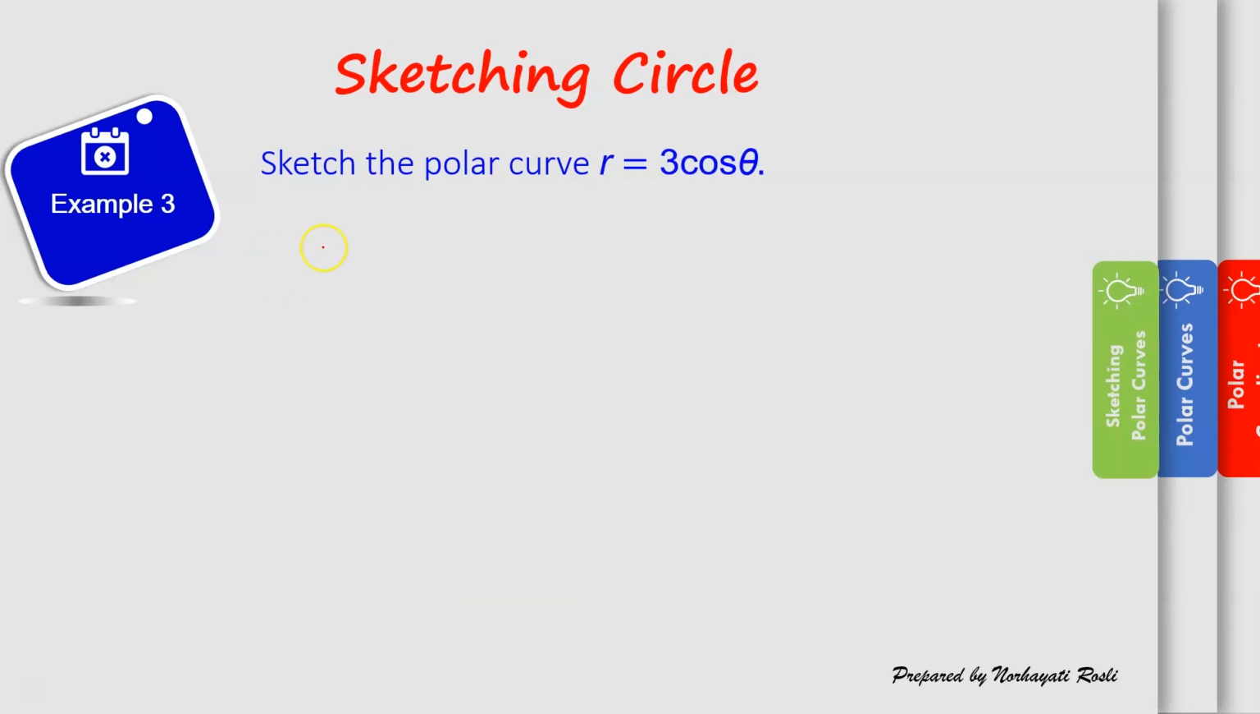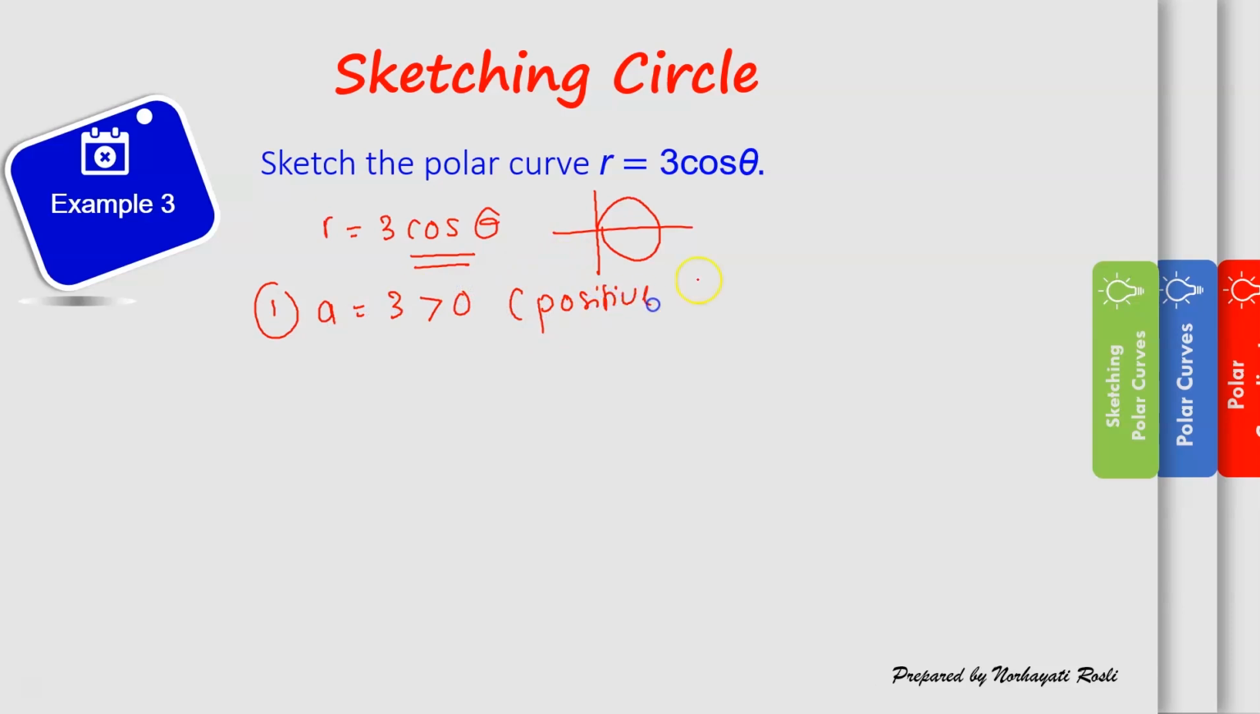Then we go to example 3. The question asks us to sketch the polar curve r equal to 3 cos theta. In this case, r equal to 3 cos theta means that this is a cos function, so our circle will be on the x-axis, something like this. Now we want to check a value which is equal to 3 and it is greater than 0, so it is on the positive side of the x-axis.